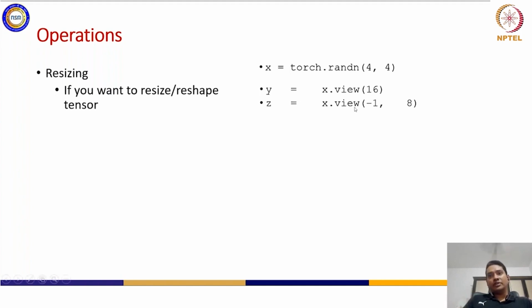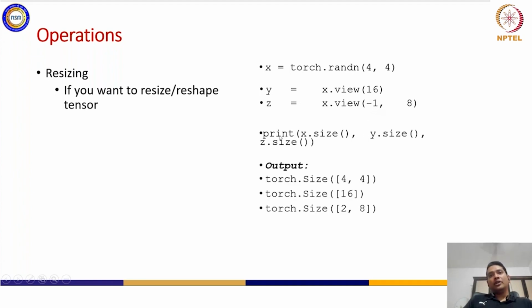Now I will call the x.view function, but here I will not hardcode the first dimension. I want to hardcode only the second dimension. In the second dimension, I want 8 as the size, and the first dimension I want to be auto-calculated and reshaped automatically. That's when we use -1 as the argument. So when you print x.size, y.size and z.size, you can see the torch size for x is 4 by 4, the torch size for y is 16, and the torch size for z is 2 by 8. So basically, 2 is automatically calculated.